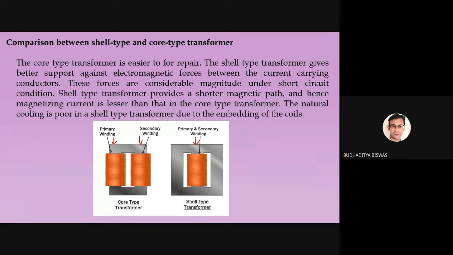The shell type transformer gives better mechanical support against electromagnetic forces. What is the meaning of this? This is nothing but a winding, and when the transformer is in operation, a huge amount of current needs to flow through the low voltage winding, and a smaller amount of current flows through the high voltage winding. So the winding is carrying the current, and the wires are placed very close together. You see so many wires placed very close together. They are not connected to each other, they are insulated, but they are placed very close together.